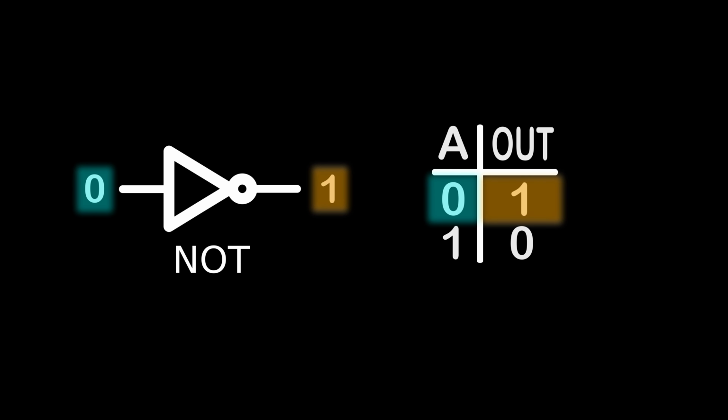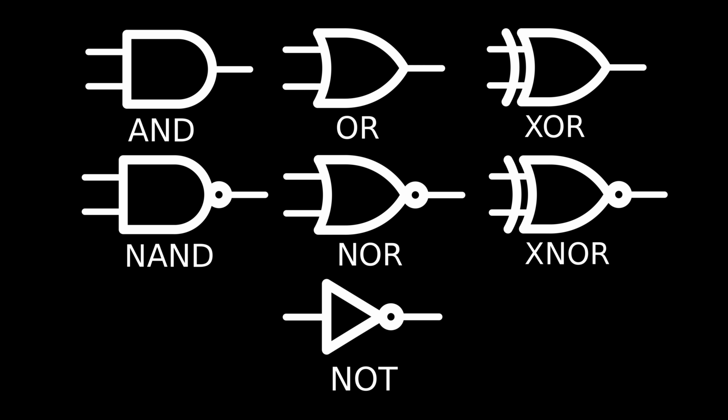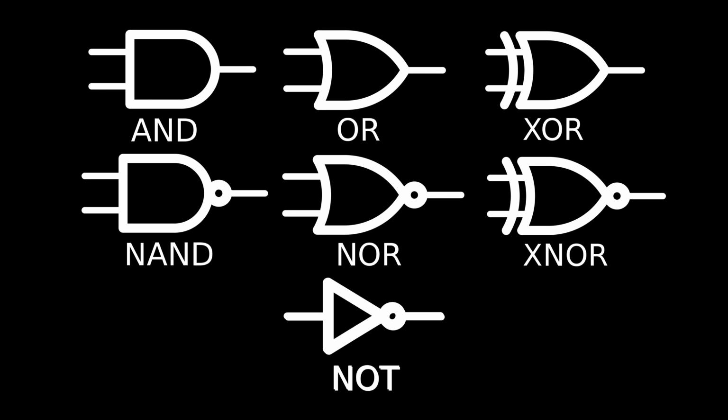The NOT gate is probably the simplest of the logic gates because it only has one input, and what it does with that input is that it simply inverts it. If the input is false, the output is true. If the input is true, the output is false. And believe it or not, that's almost everything you need to know about the 7 basic logic gates.